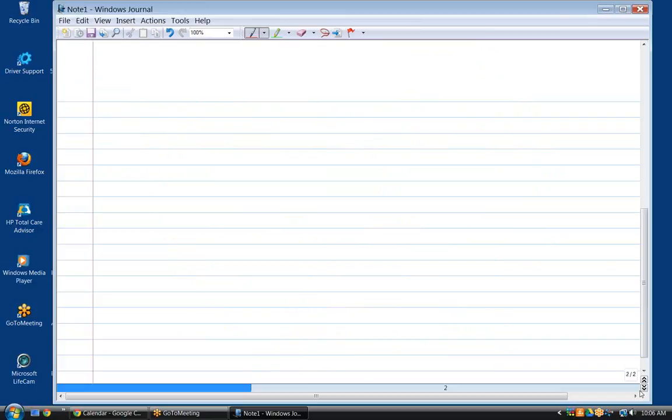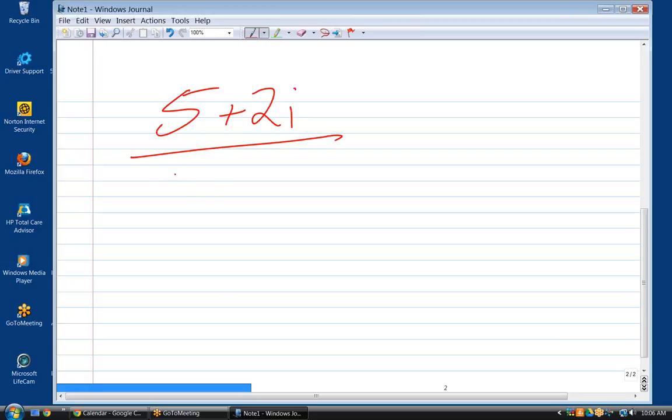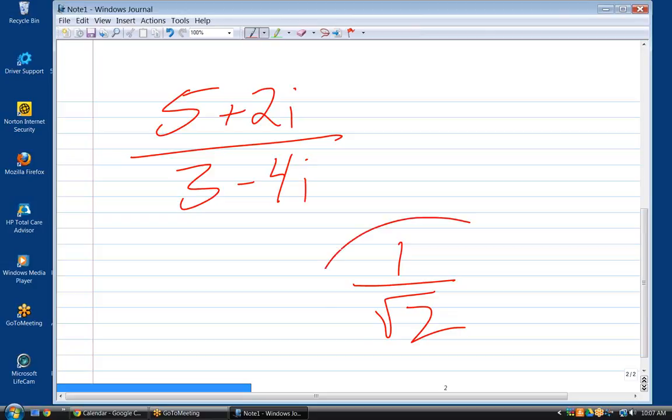The complexity comes when you're dividing imaginary numbers. If I divide 5 plus 2i by 3 minus 4i, that's not really a division problem, any more than if I say, what is 1 over the square root of 2? That's also not a division problem. How do I solve this? Well, you can't have the square root in the bottom. What do you do? Gosh, I don't know, reciprocal maybe?